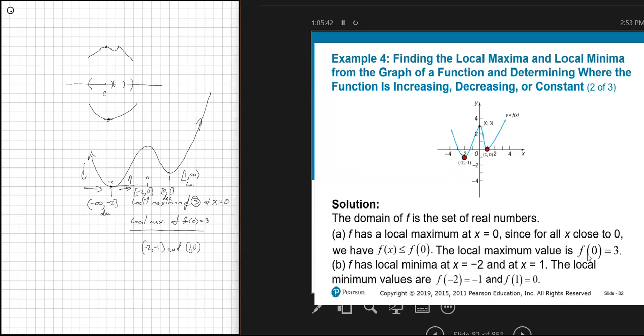And then it has a local minimum at x equal to -2 and x equal to 1. The original question says, at what x values do you have a local maximum, and at what x values do you have a local minimum? So they were asking for the x values that gave you those things, and that's why they're answering it this way. Then they stated that the local minimum values are f of -2 equals -1 and f of 1 equals 0.